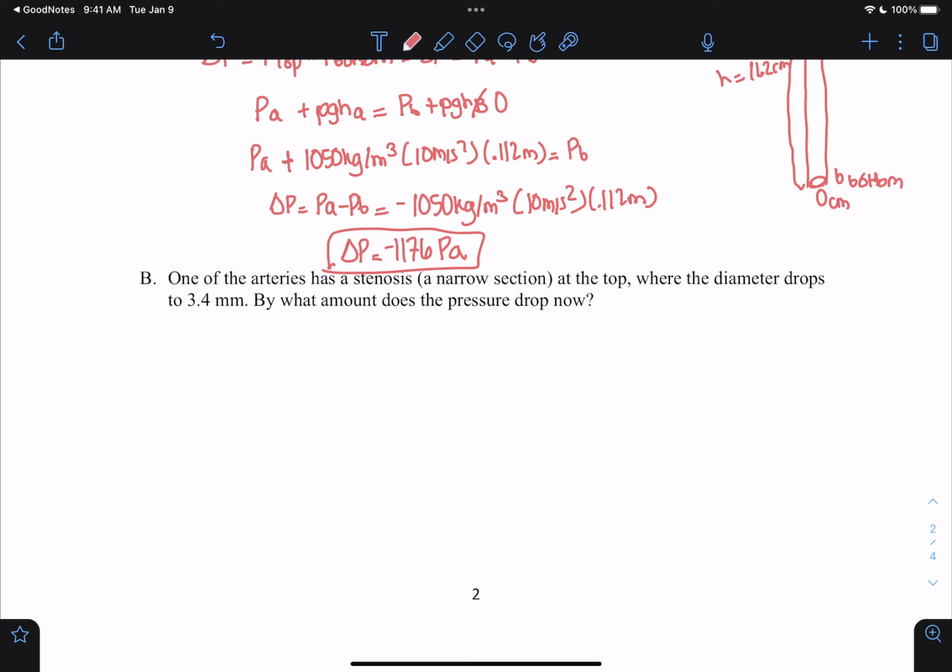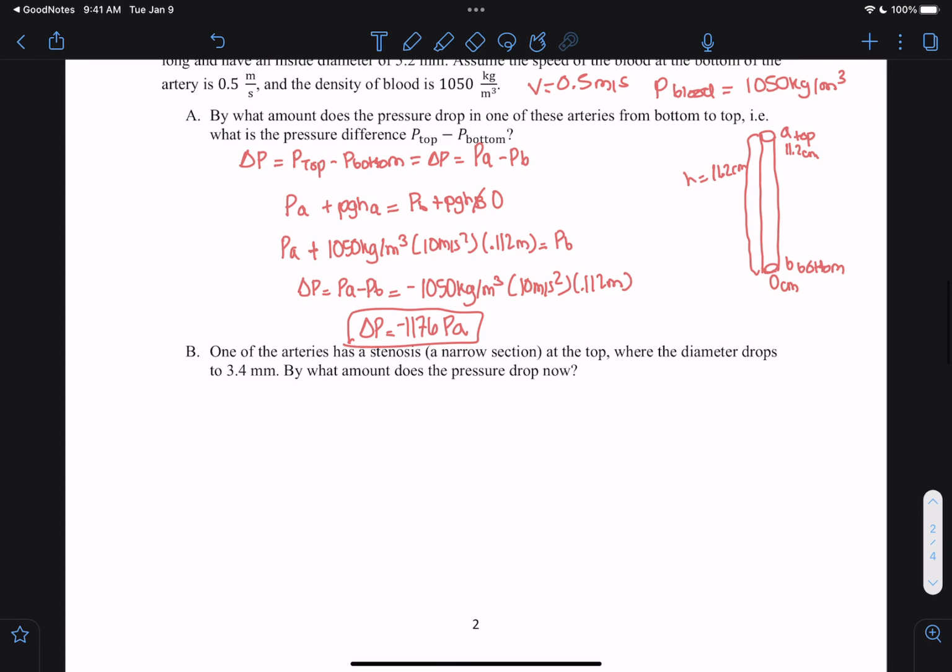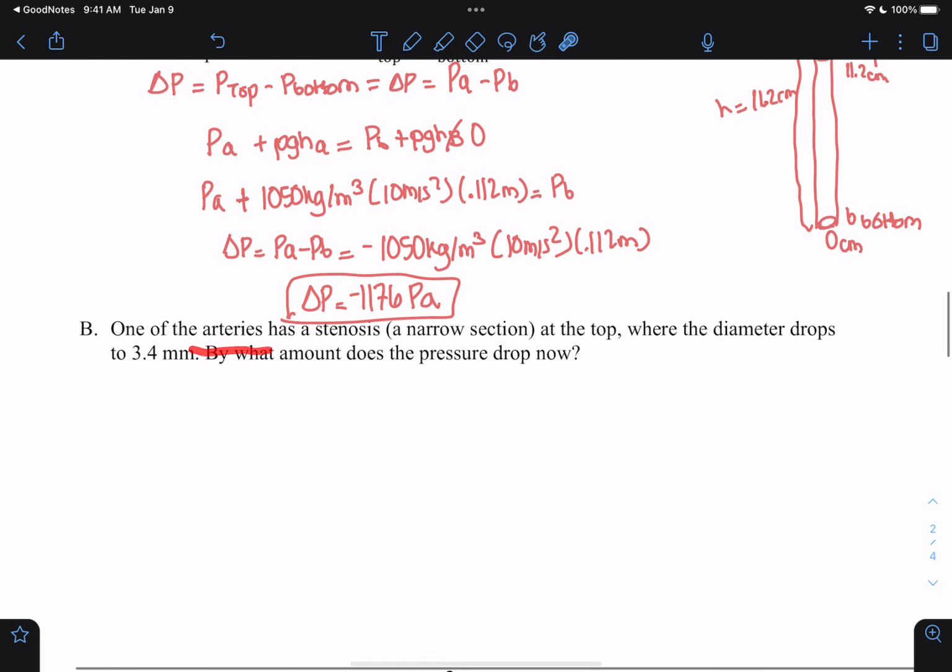Part B, Kimberly earlier said that we could use the continuity equation, right? So Q1 is equal to Q2, A1V1 is equal to A2V2, right? So part B says one of the arteries has a stenosis, a narrow section at the top, where the diameter drops to 3.4 millimeters. By what amount does the pressure drop now?